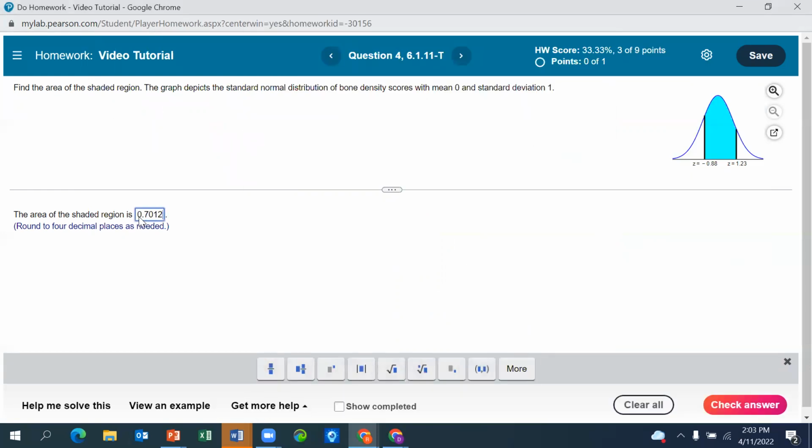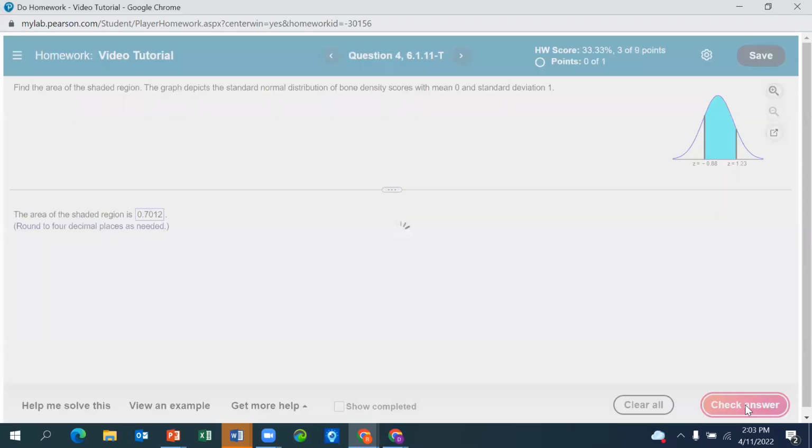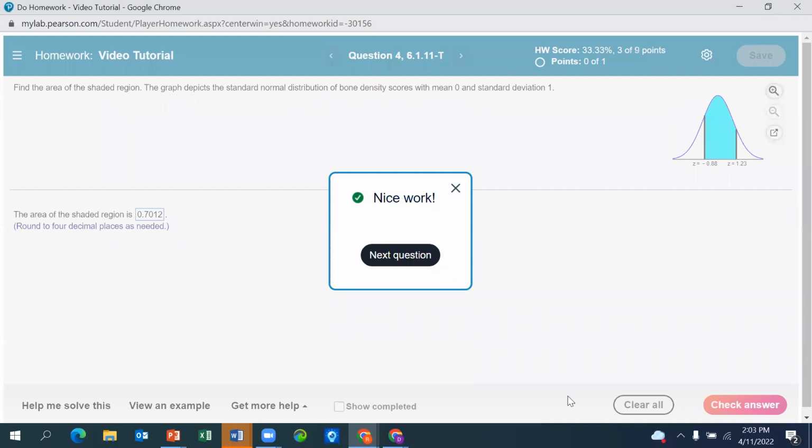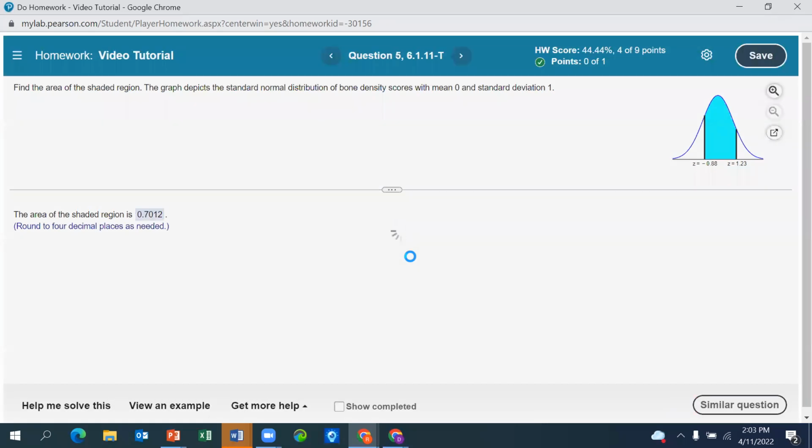So let's go ahead and do this, and let's check the answer. And there you have it. Right here, we found it using StatCrunch. Next question.